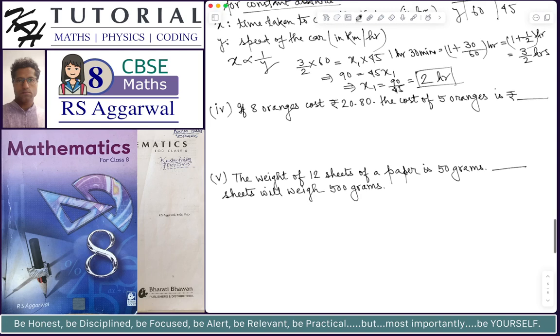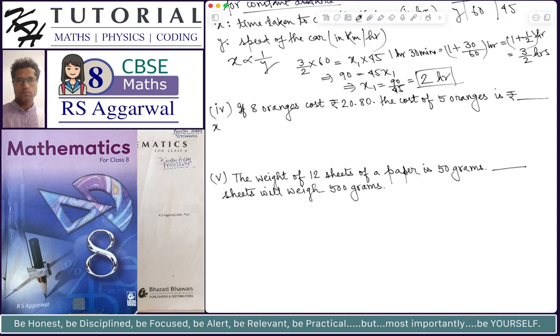Okay. Part 4. If 8 oranges cost rupees 20.80, the cost of 5 oranges is. So this is about articles and cost. Articles and cost, as we know, the number of articles and the cost of the articles are directly proportional to each other.